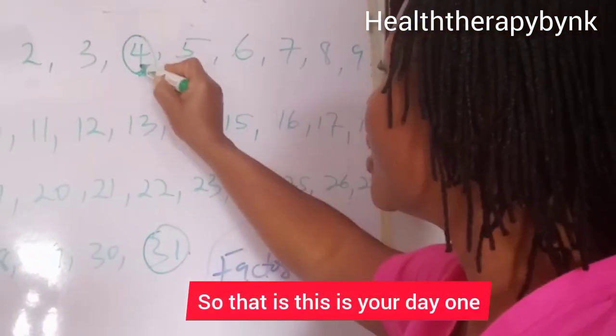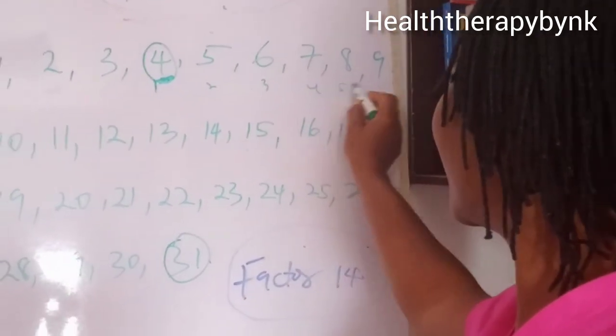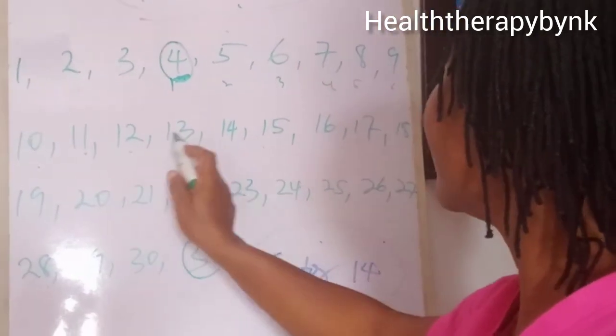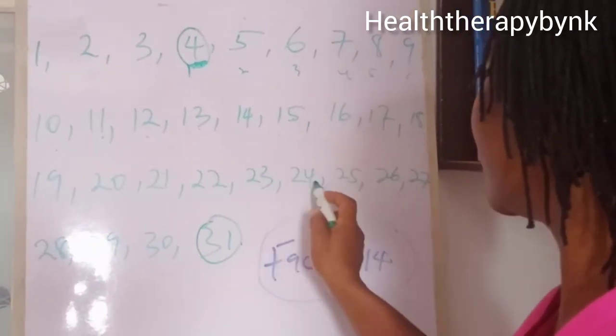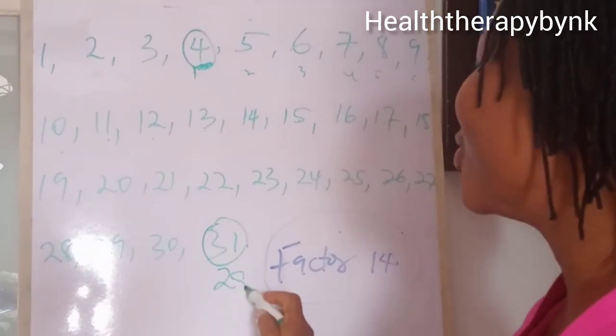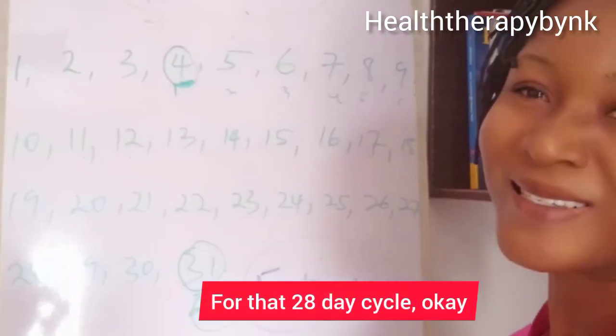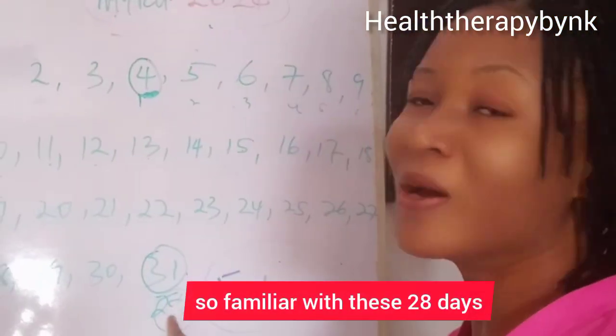So let's calculate to determine the cycle length. This is your day one. We're counting 1, 2, 3, 4, 5, 6, 7, 8, 9, 10, 11, 12, 13, 14, 15, 16, 17, 18, 19, 20, 21, 22, 23, 24, 25, 26, 27, 28. Call that a 28-day cycle. I want to use another cycle, because not all of us are so familiar with these 28 days.